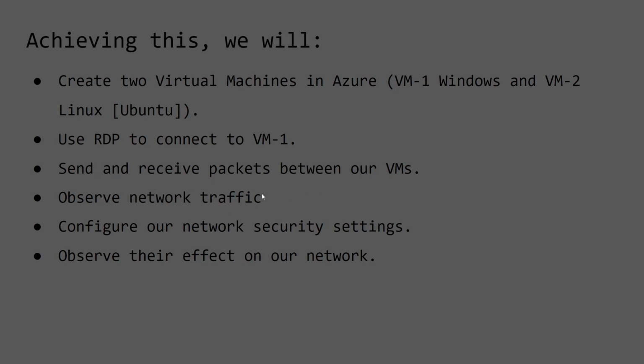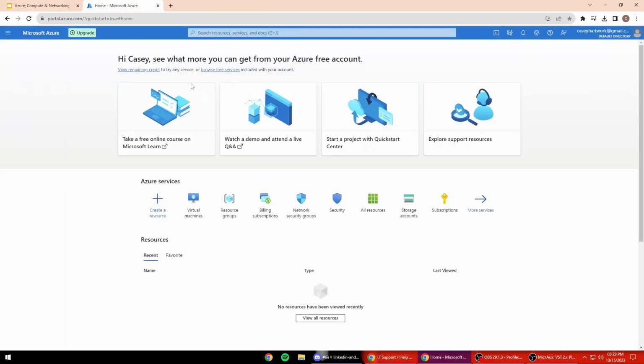And we're going to observe that traffic via Wireshark, a packet analyzer. We're going to look at some different ports as well. Then we're going to configure our network security settings. I believe we're going to make an inbound rule. Then we're going to see how that security setting, our inbound rule, affects the network. So let's get right into it.